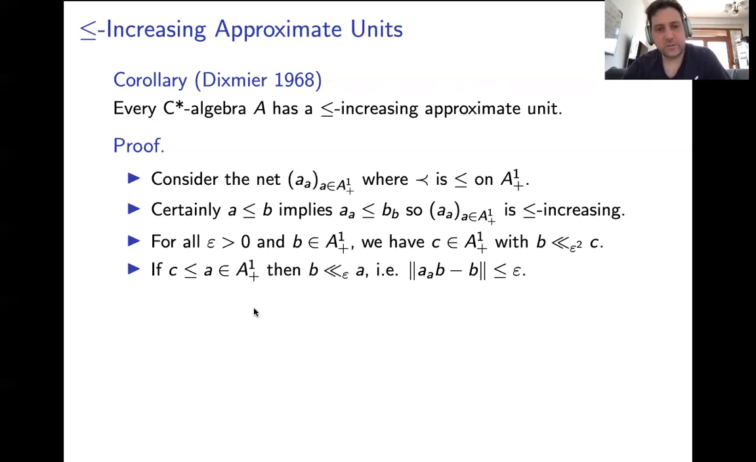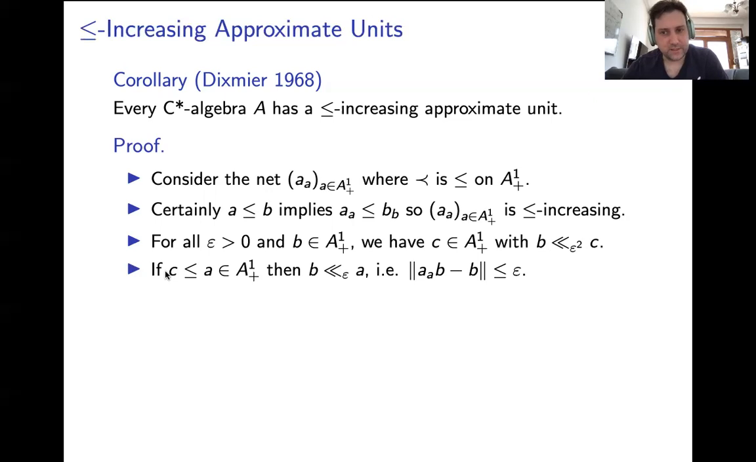Okay, well, let's try this out. To show it's an approximate unit, I have to look at some arbitrary epsilon greater than zero and some arbitrary elements of the open unit ball. Remember that our result was that we can always find some other element which almost dominates that B. Now we look at this C as an element of the index set, and I look at all those elements beyond C in lambda, in the indexing set. Beyond in this case just means above C.